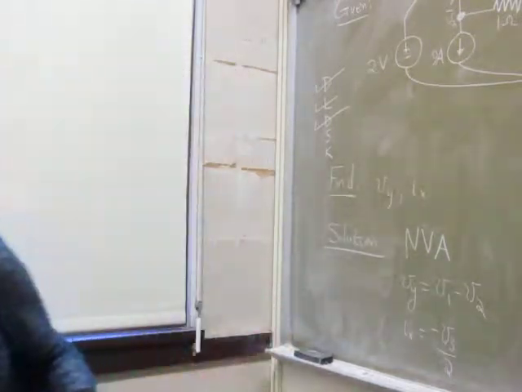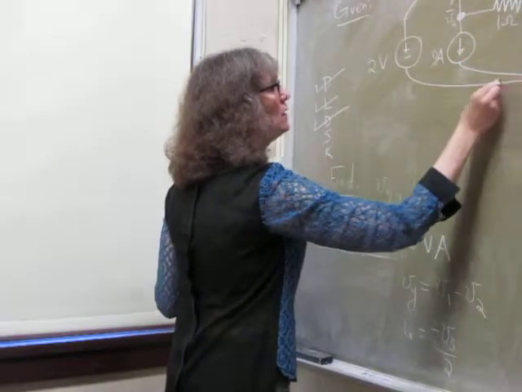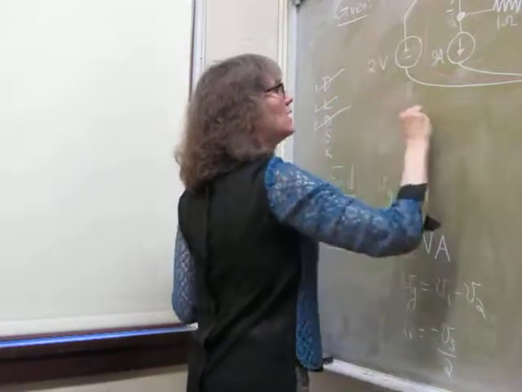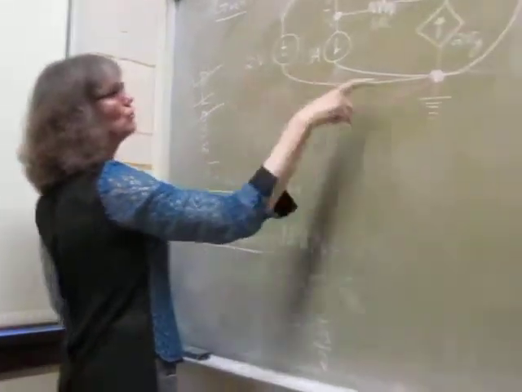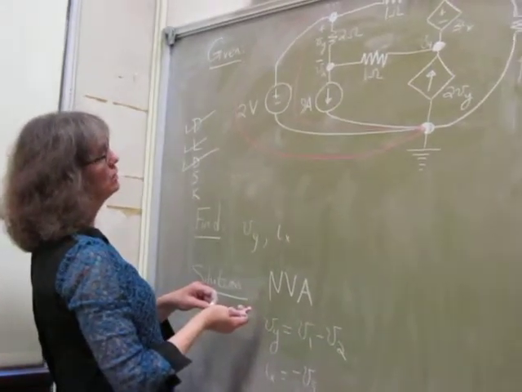Where'd my colored chalk go? So I'm going to draw a super mesh with that voltage source and the nodes on either side. So there's my first super node. Did I say mesh?